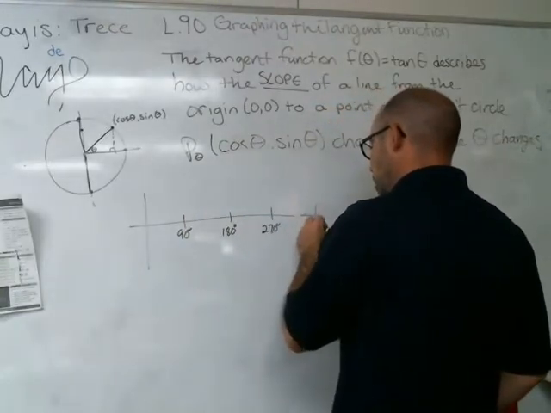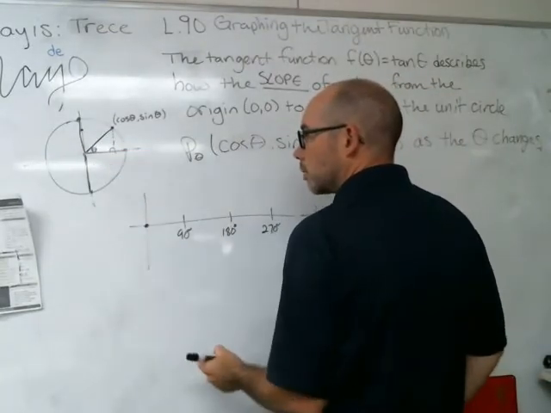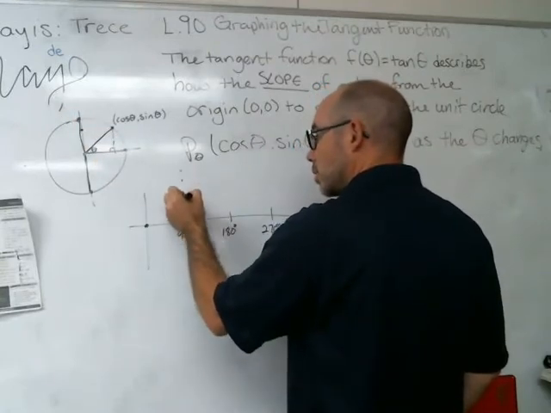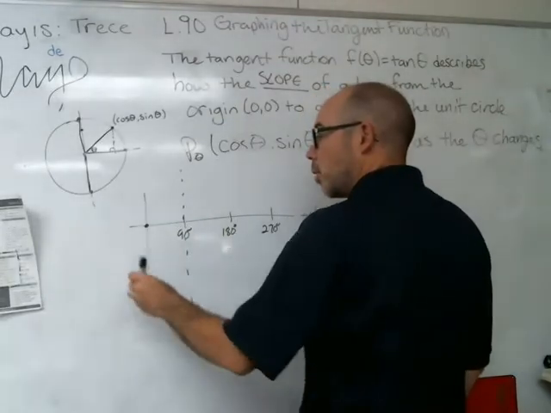All right, here we go, 360. What's the slope like right here? Well, it's 0. What's the slope like right there? It's undefined at 90 degrees, so we'll draw a line of discontinuity.